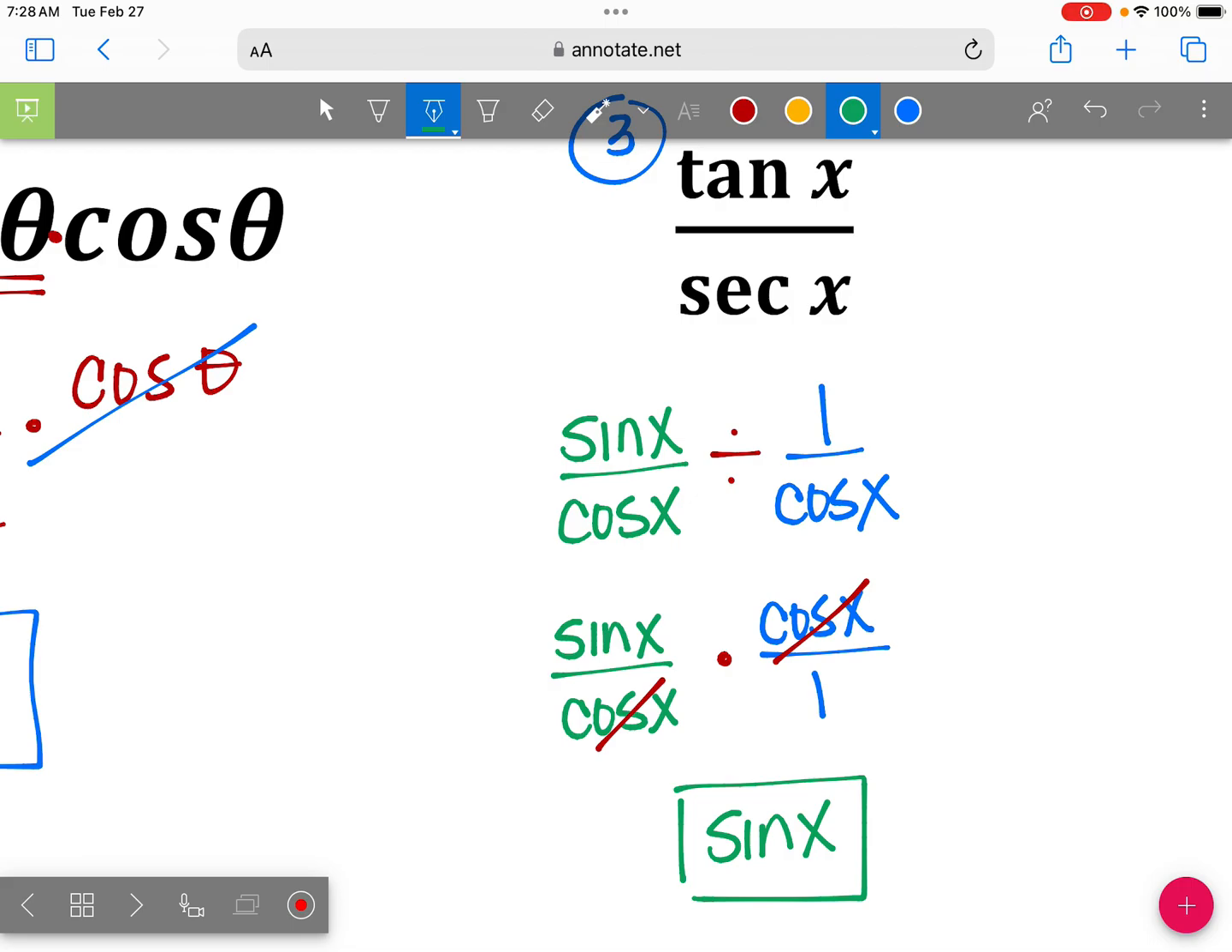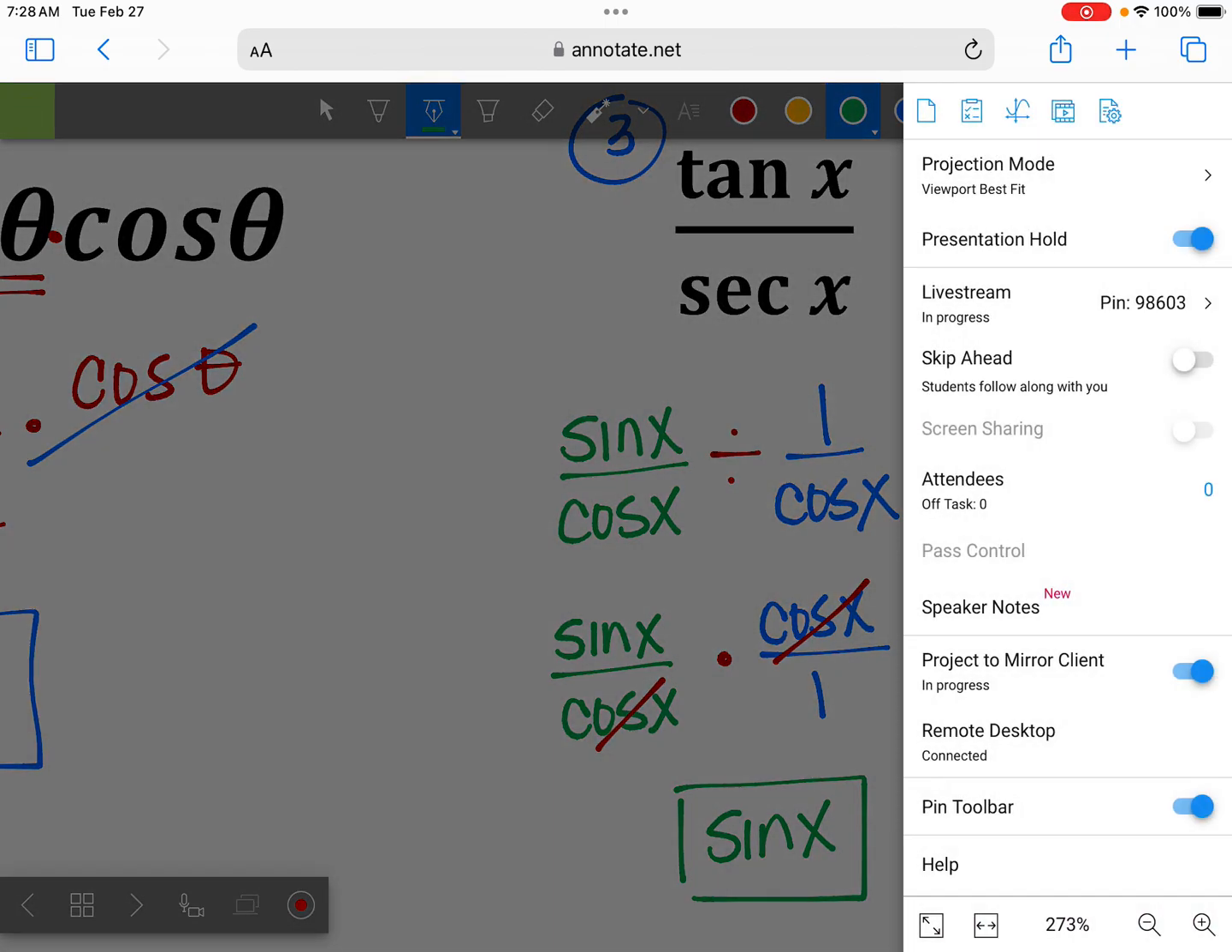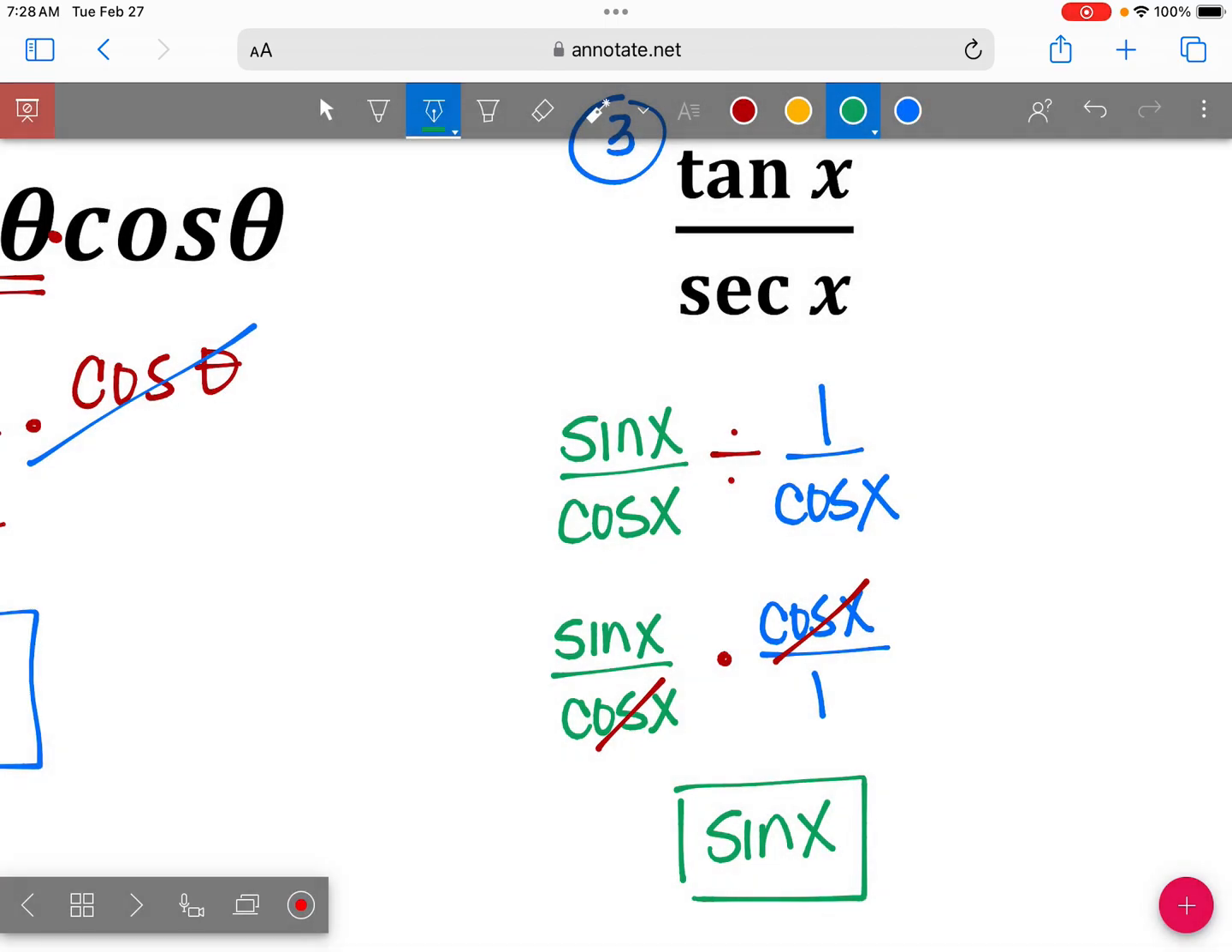All right, who wants to volunteer what you got? What'd you get? I got sin x. Sin x. Can you push my phone on silent for me? All right, who else got sin x?